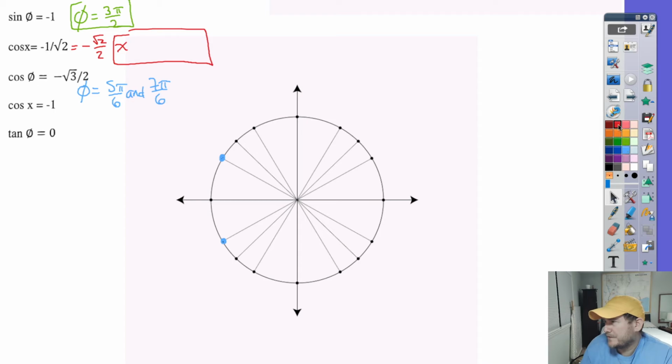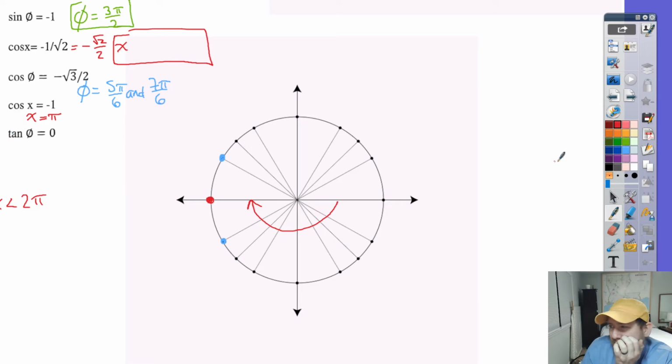When is cosine equal to -1? Well, cosine is still x, so the only place where x equals -1 is all the way here at pi. And there's no other correct answer. Because remember, we're not doing negatives. Negative pi would technically be correct, but I'm restricting you, I'm telling you, only give me the answers that live between 0 and 2 pi.